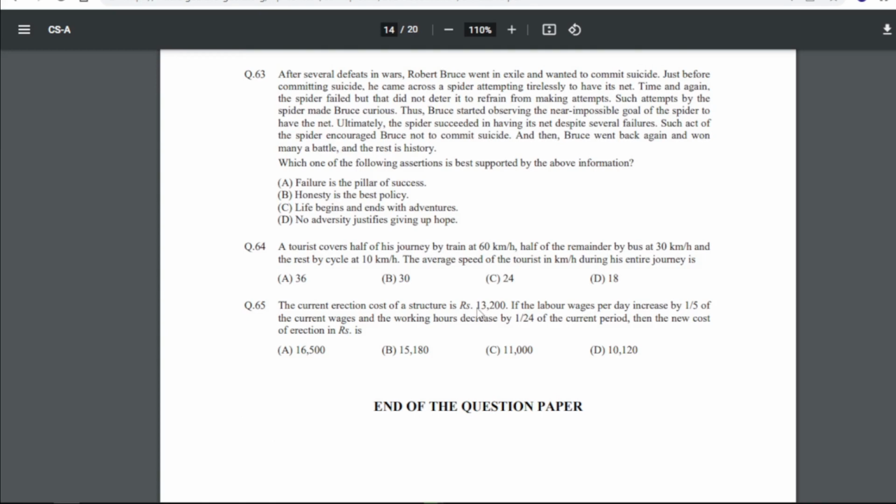64 is a tourist covers half of his journey by train at 60 km per hour, half of the remainder by bus at 30 km per hour, and the rest by cycle at 10 km per hour. The average speed of the tourist in kilometer per hour during his entire journey is what? So for 64 our answer is C, that is 24.